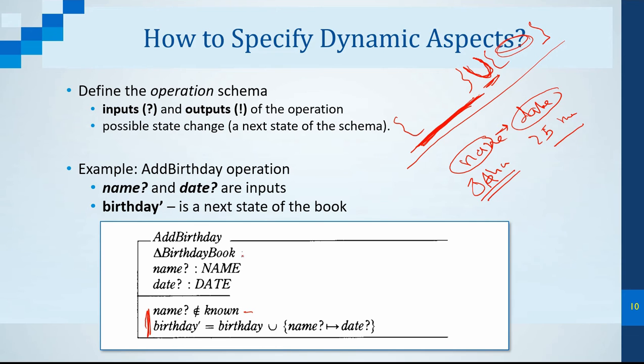First here, we write the birthday book. The birthday book is the state schema. So we mention the birthday book with delta. That means we want to change this state. We want to add a new value. Okay, we have here the name and the date.